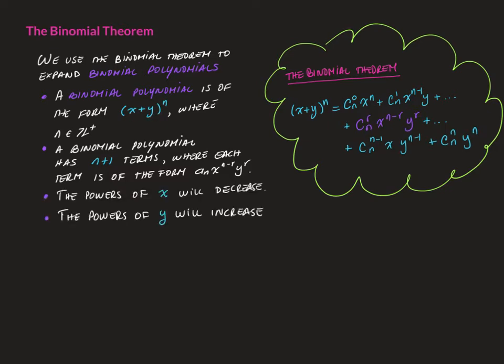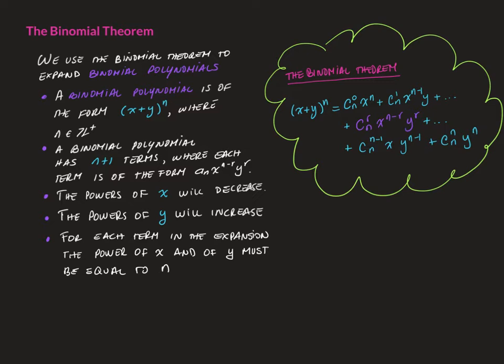In the expansion of the binomial polynomial, the powers of x, the first term in the binomial, are going to decrease as we progress in terms in the polynomial, while the powers of y will increase. So x will start with the first power equal to n and will end in the last term with a power of 0, while y starts with a power of 0 and then it will increase by 1 in each term until the last term of the expansion will have a power of n. Additionally, for each term in the expansion, the power of x and the power of y must add to n.